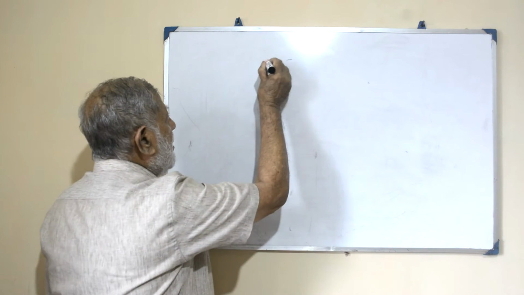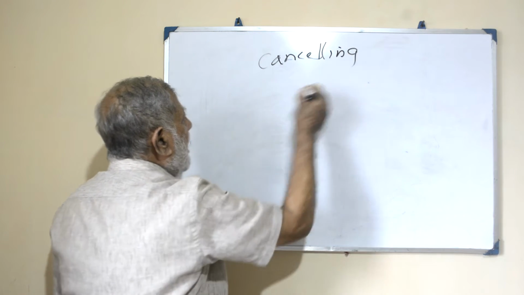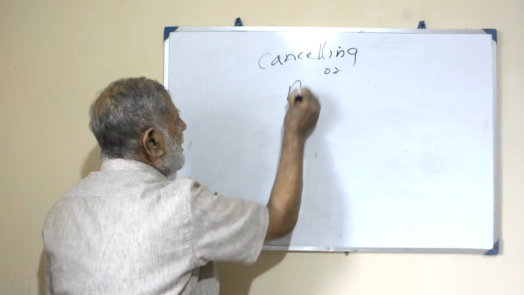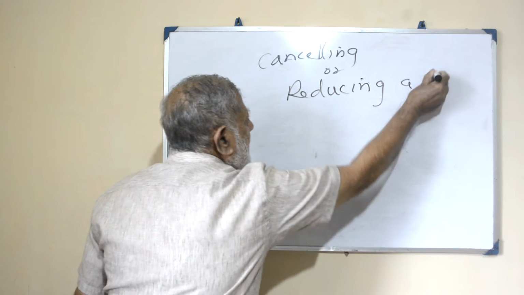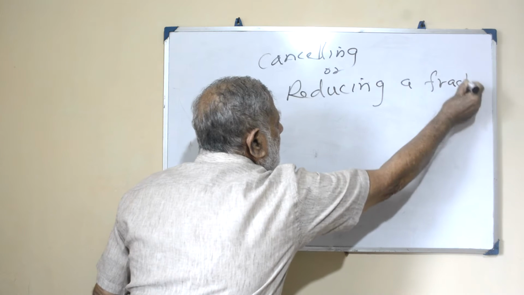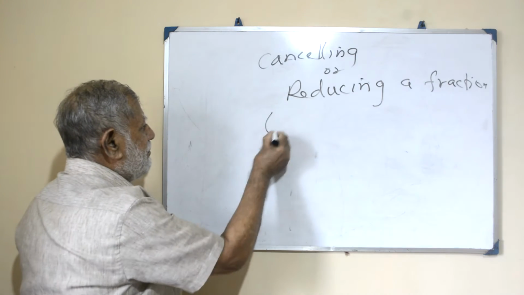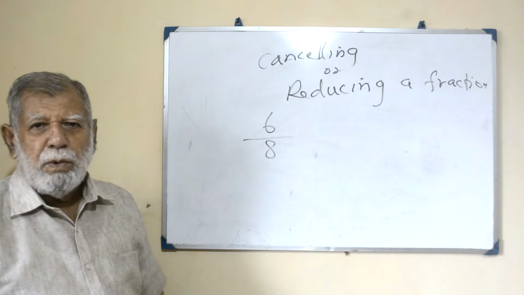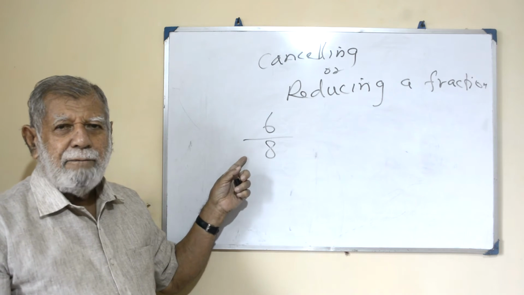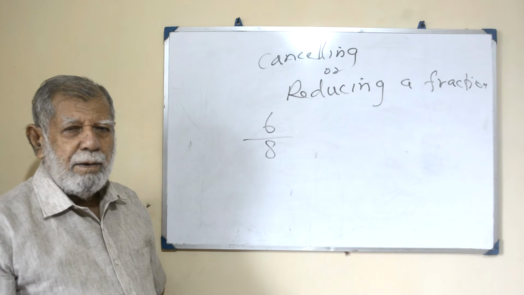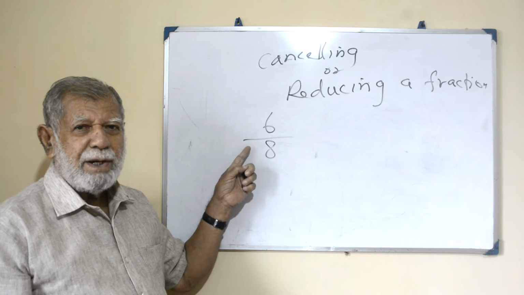Next we are going to learn about cancelling or reducing a fraction. Supposing we have the fraction 6 upon 8. Now if you notice this fraction carefully, you will notice that 6 and 8 have common numbers. That is, we can divide 6 by 2 and 8 also by 2. They are called common factors for 6 and 8.